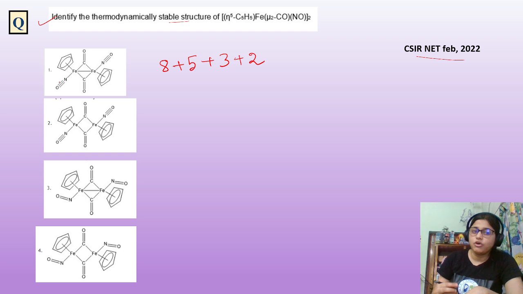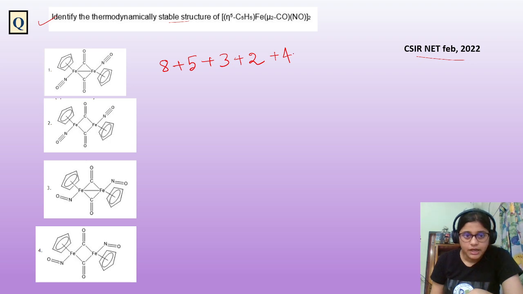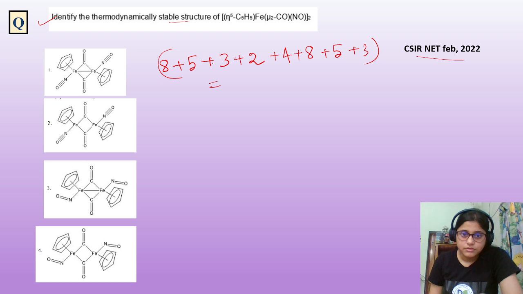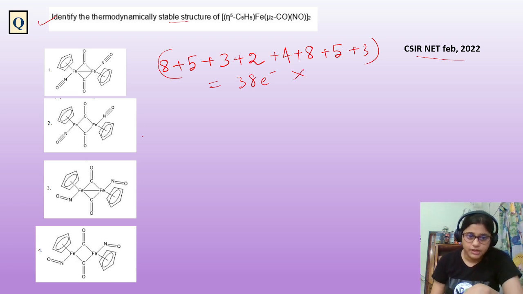And 2 carbonyl. If it is mu CO also, it will donate 2 electrons. So 2 carbonyl means 4, and again one Fe 8 electron, Cp 5 electron, and one NO 3 electron. Okay, let's just count that. This 38 will not follow the 18 electron rule. Okay, so just come to the second point.